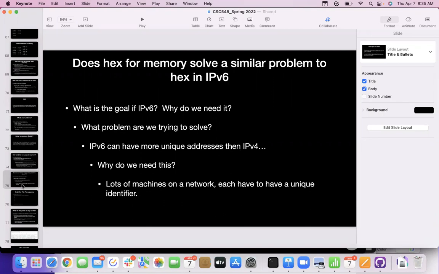So the idea is that the number of IP addresses, the number of unique places we need to represent, is going up. So we're going to move from an IPv4 standard, which uses a smaller number of bits, to an IPv6 standard, which uses a larger number of bits, giving us the ability to uniquely identify more devices on a network. So it's the exact same argument as with memory, except now we're uniquely identifying computers on a network.